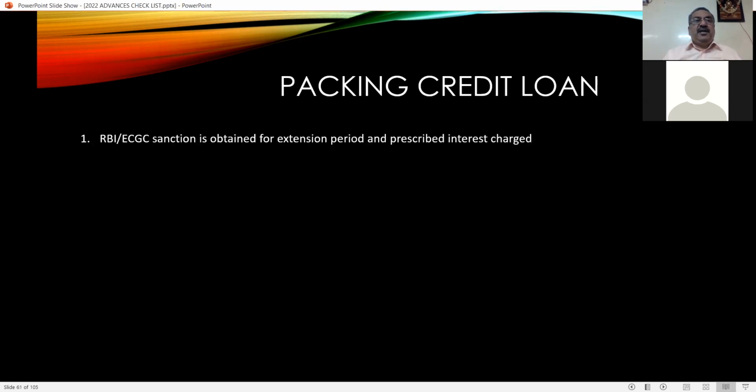And next point in PCL is RBI and ECGC sanction is obtained for extension period and a prescribed interest rate charge. In case they want to extend the confirmed period, and the buyer says, okay, we will extend another 3 months, this extension has to be informed to RBI and ECGC, that is Export Credit Guarantee Corporation, and they have to get the permission from them, and accordingly, for the excess period also, the interest rate will be charged by the bankers.